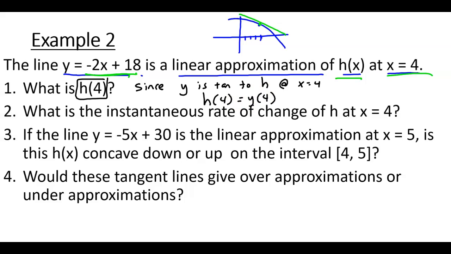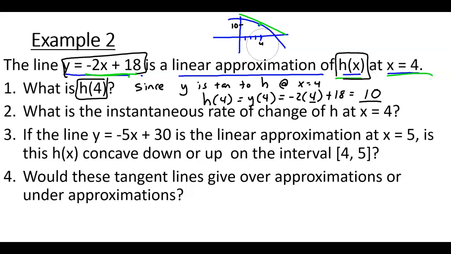And so even though I don't know what h is, I know that at the point of tangency, it has the same exact value as my tangent line, which I do know. So to find h of 4, I just need to find y of 4. And to find y of 4, all I need to do is plug 4 into my equation, which gives me 10. So now I have a point on my graph. I know that at x equals 4, y equals 10. So if I keep that point right there, that's 10 and that's 4. Over 4, up 10, right?